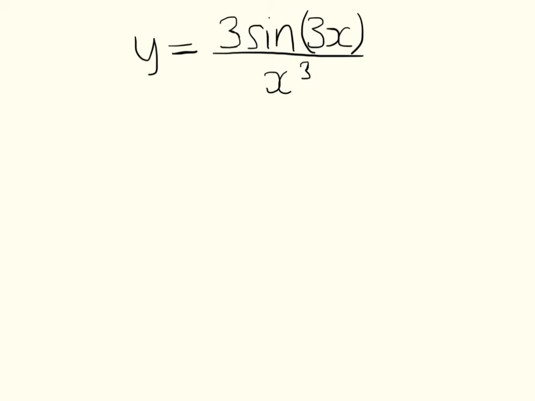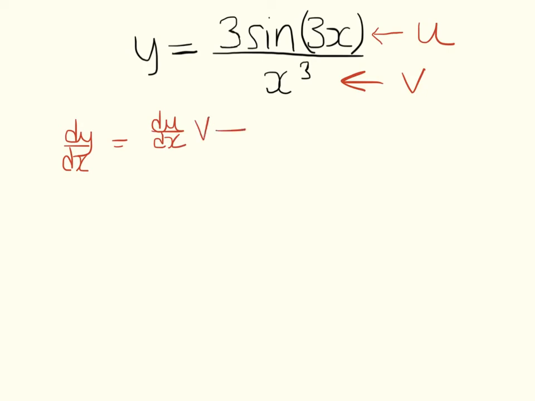Okay, pause the video please and have a go at doing this one, and then unpause it in a minute and see if you're right. Okay, so you should have labelled the top function as u and the bottom function as v. Then we've got dy by dx equals du by dx, v take u times dv by dx over v squared.